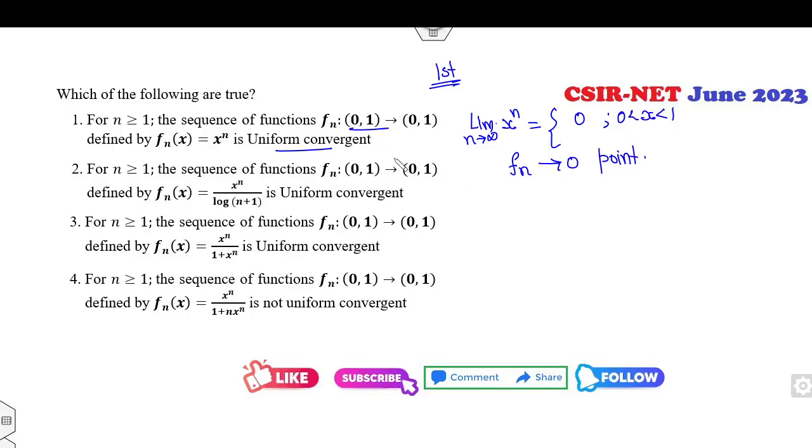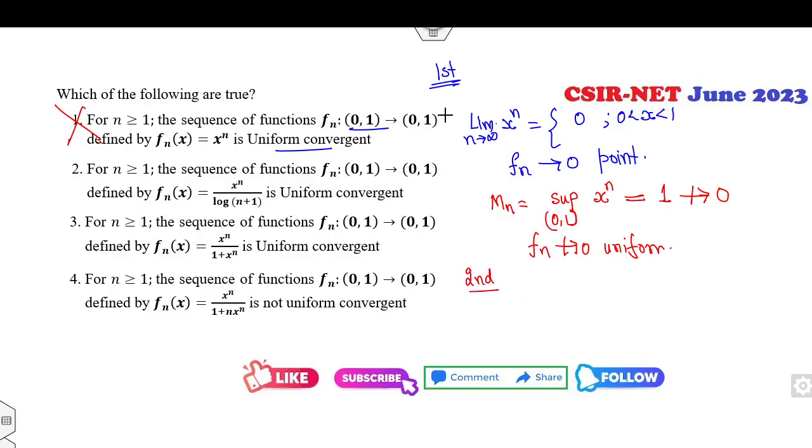Does it converge uniformly? I can define Mn, the supremum over all x in the open interval (0, 1) of x^n. So what is the supremum? 1, which does not go to 0. So this option is not uniformly convergent. Fine. What is the second method? As I told you, this is the first method.